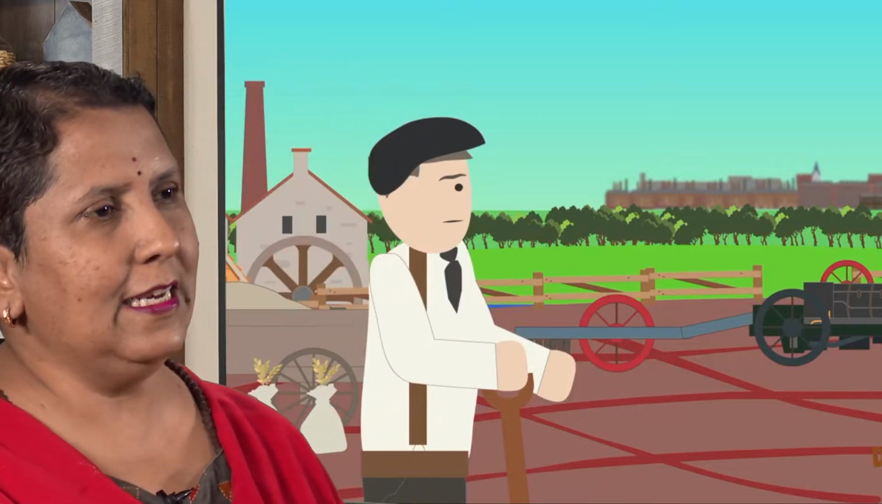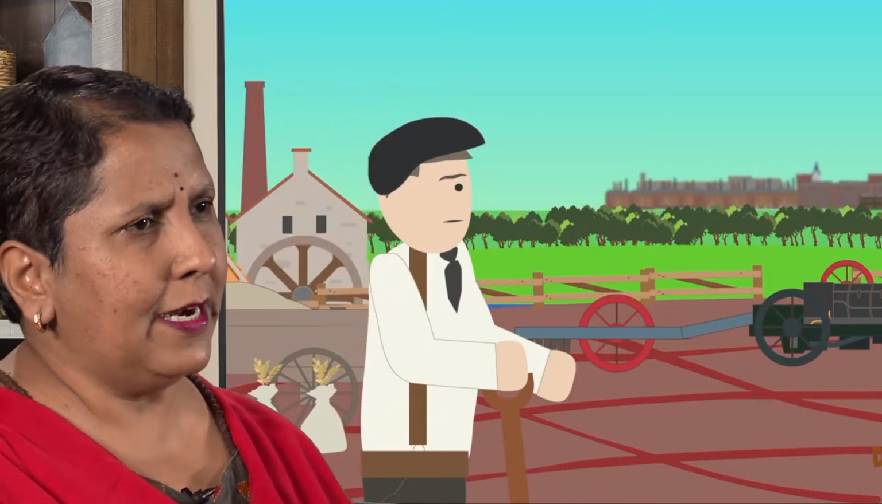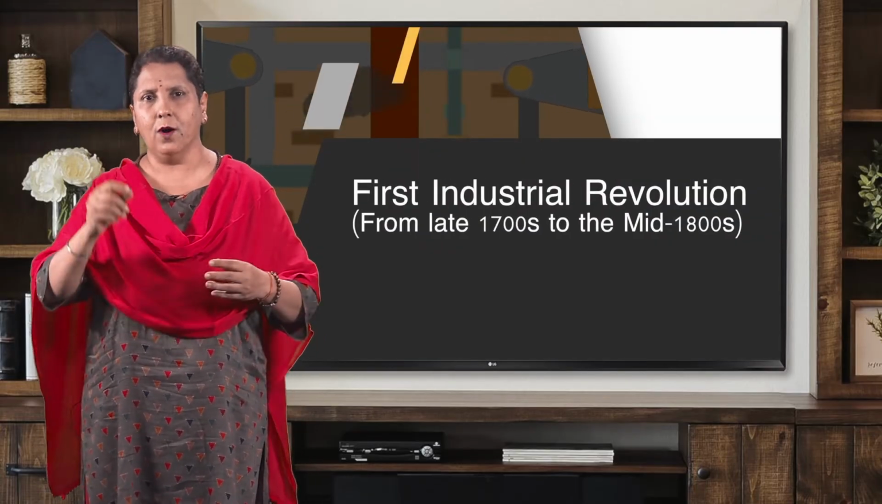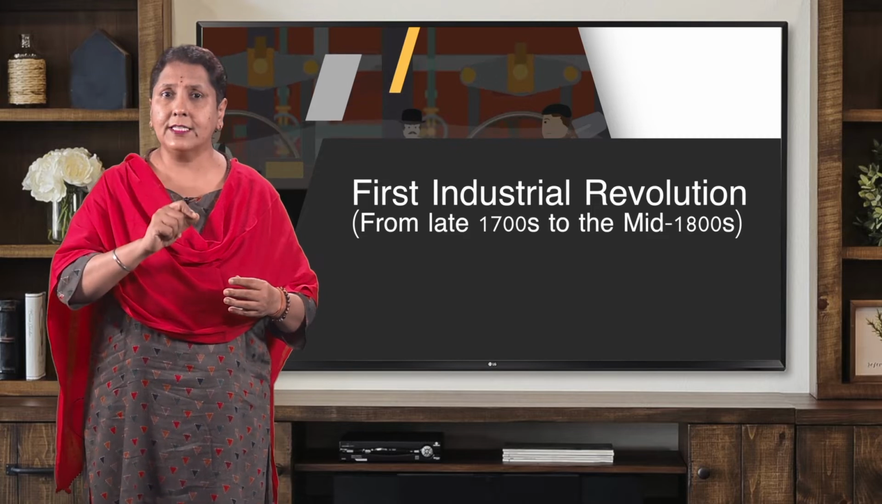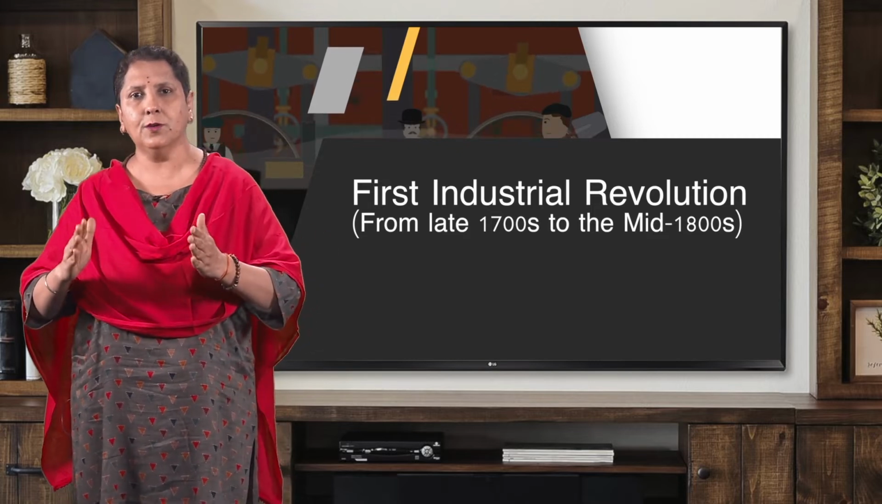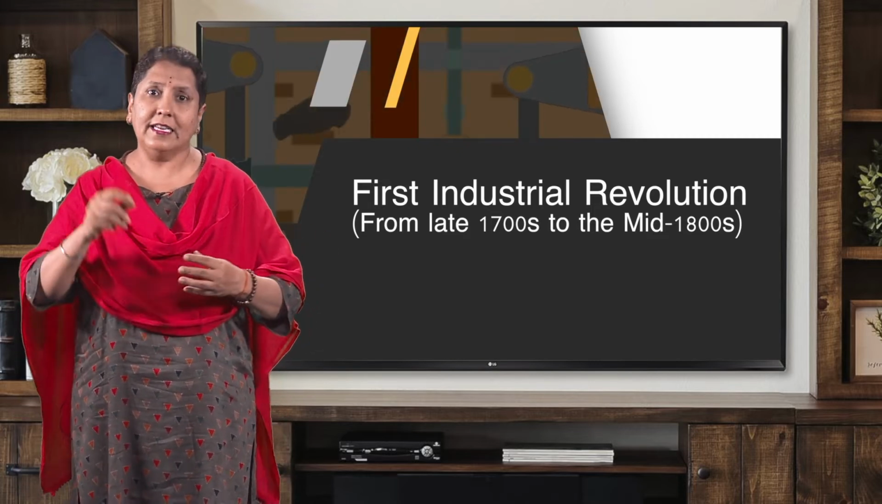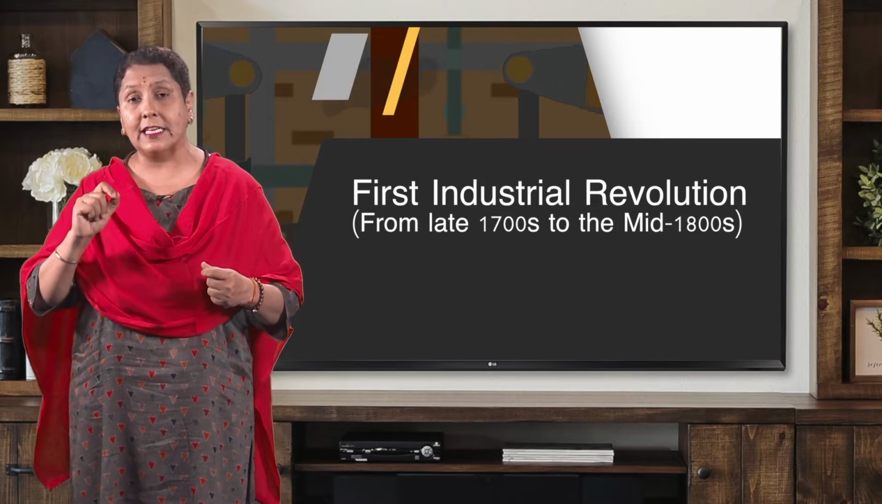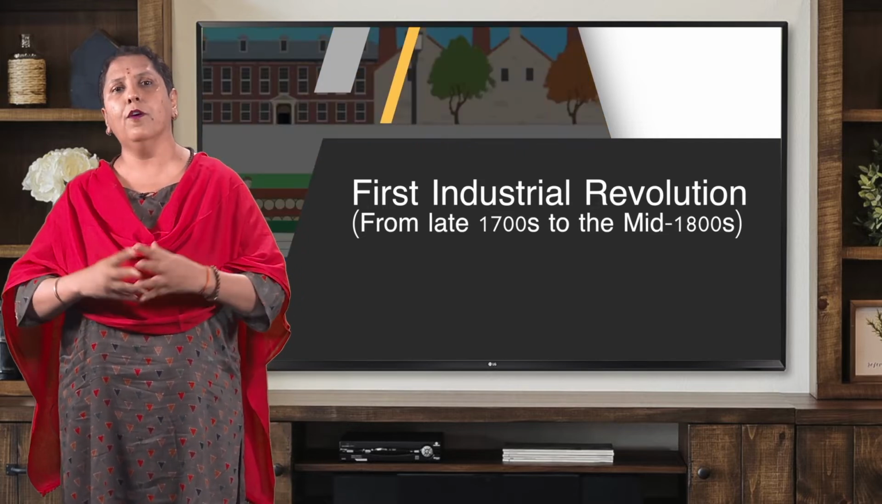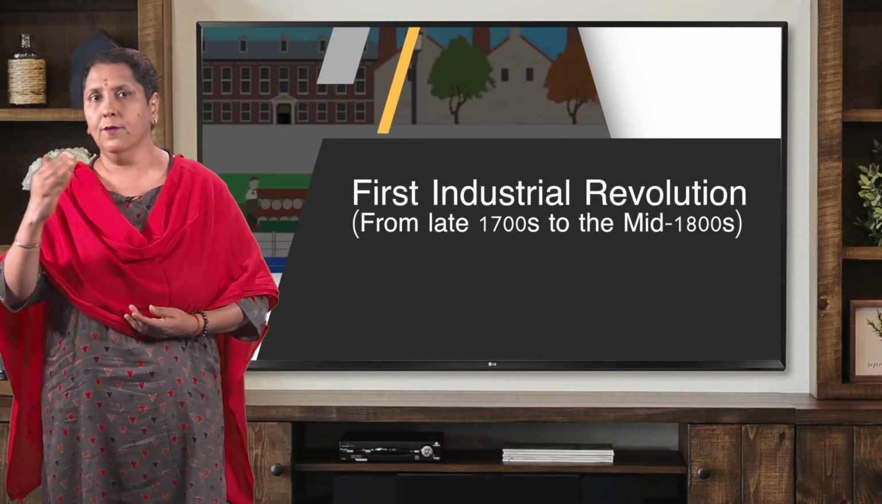The Industrial Revolution lasted for over 100 years. After beginning in Britain in the late 1700s, it spread to other parts of Europe and the United States. The Industrial Revolution can be divided into two distinct phases. The first Industrial Revolution was the first wave which lasted from the late 1700s to the mid 1800s. It industrialized the manufacture of textiles and began the move of production from homes to factories.